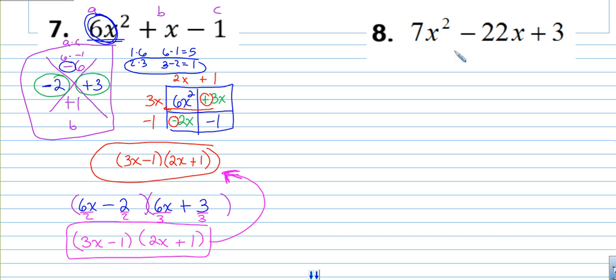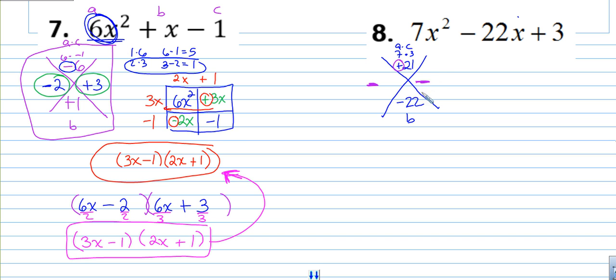Okay? So we're going to do the x, and you're going to do your a times your c, and put your b on the bottom. So that'd be 7 times 3, which is positive 21, and then you get a negative 22. This tells me that I'm going to add the numbers to get 22, and they both need to have the same sign, and so they're both going to be a negative number.